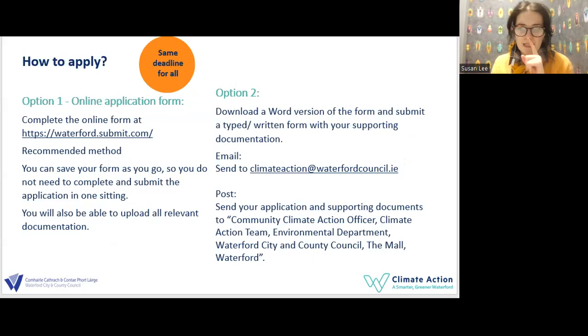Now, I'm not going to go into this again, but you can apply either online or you can download the Word version, which you email in or post. All of those are available now. You still have the same deadline regardless. It is the 19th of January at 3:30 p.m. If you do post in your application form and supporting documents, it has to be stamped on that date.